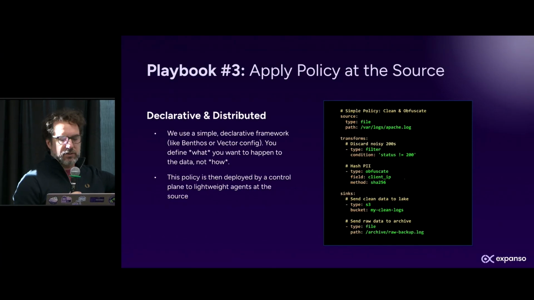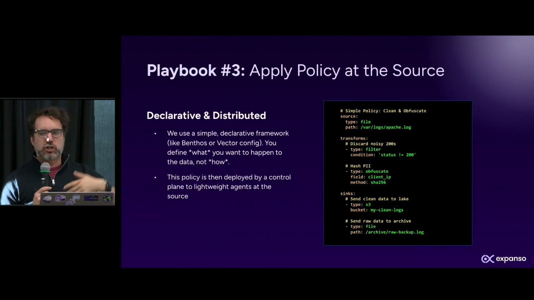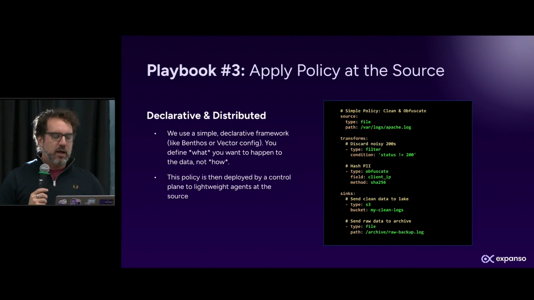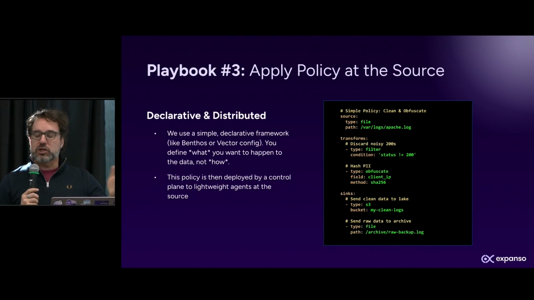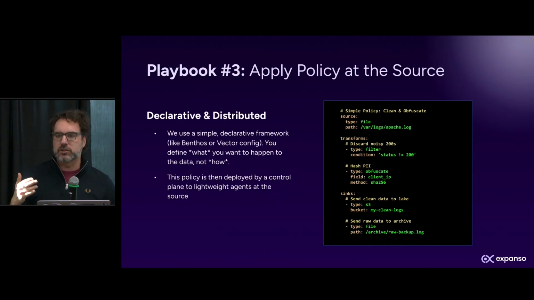So in this case, take anything that's not 200, get rid of it. Run the obfuscate function against our IP address. Just turn it into SHA-256. That gives you clearance. You're good. And then push it into this particular lake and send the raw off to this other location. So that really is all it takes.